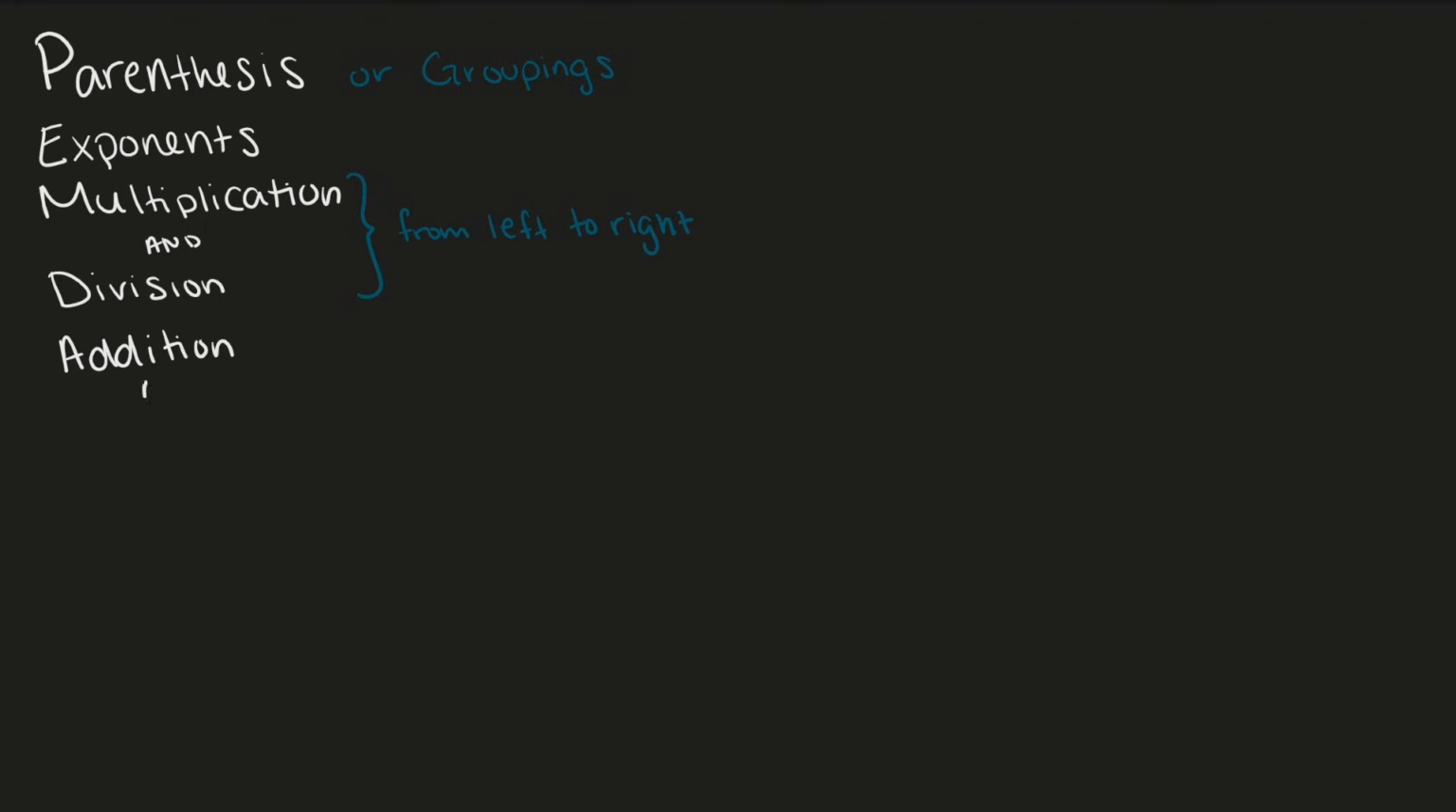So what does this mean? Let's look at how we're going to actually use this order to solve an expression. Let's look at a couple of expressions to see how we can use this order to solve the expression. Our first expression is, in parentheses, 3 plus 5, times 2 squared, plus 7.